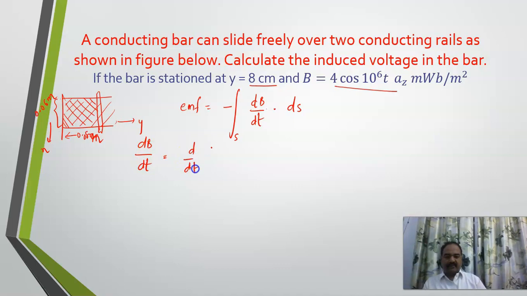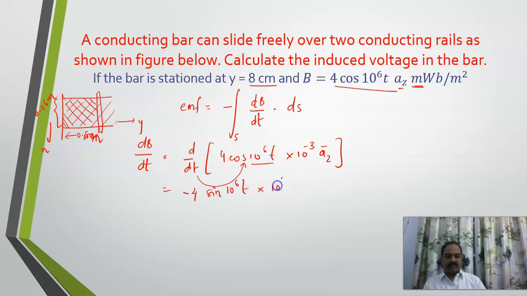dB by dt is d by dt of B, which is 4 cos(10^6 t) into 10 to the power of minus 3, milli is there, Az, right? This is a vector, Az. So if I differentiate with respect to time, cos becomes minus sine. So I'll get minus 4 sine, and since this is an internal derivation, I'll get 10 to the power of 6 into 10 to the power of minus 3, and it is a vector in z direction. So this will become 10 to the power of 3, which is nothing but 1000. So I'll write it as minus 4000 sine(10^6 t) Az. This is my dB by dt, isn't it?